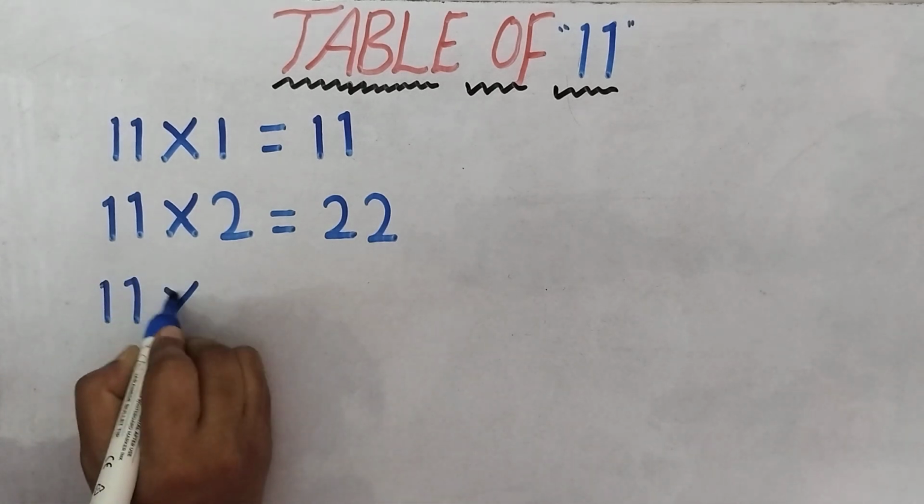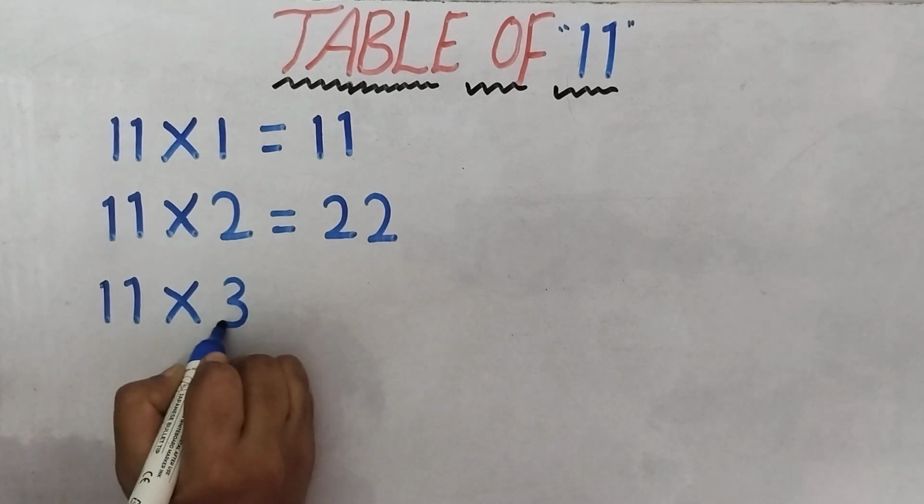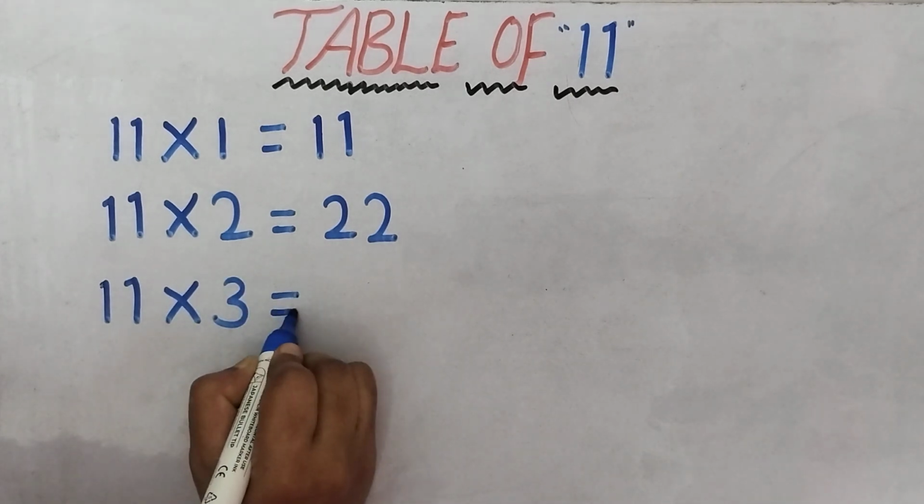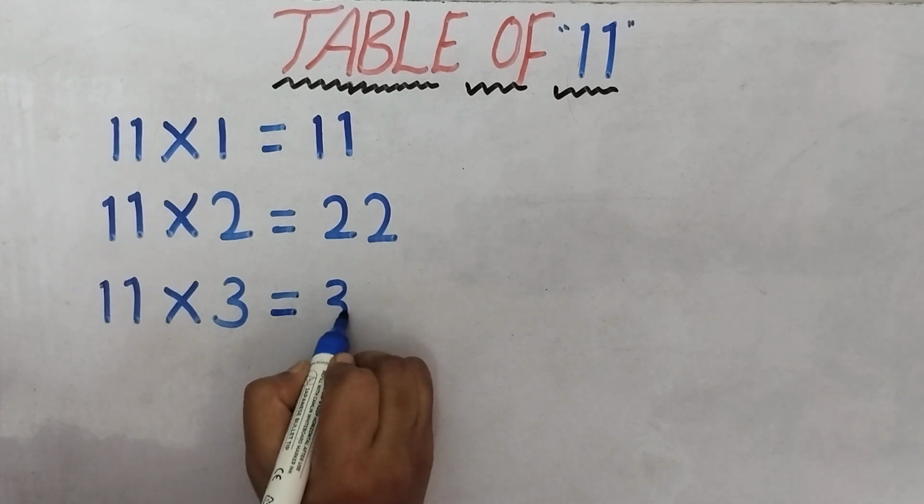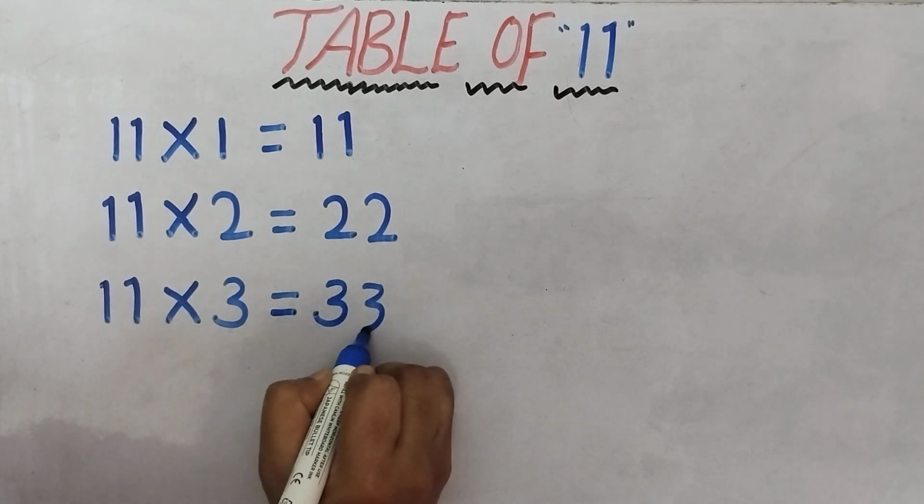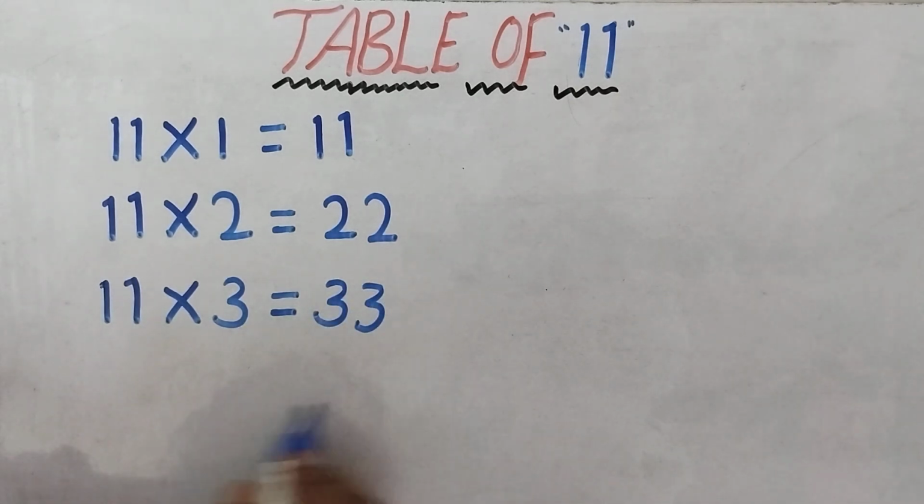11 into 3 is equal to 33. So 11 threes are 33.